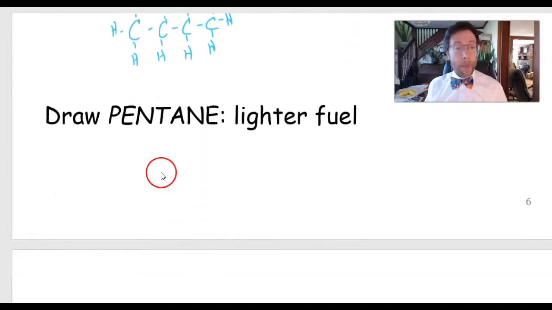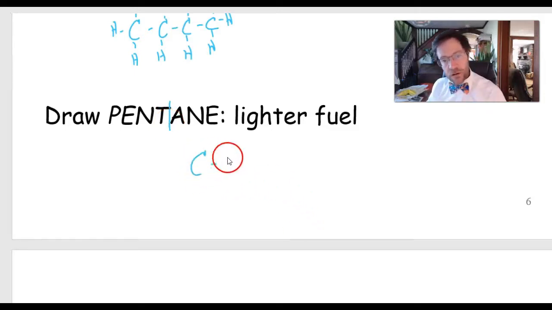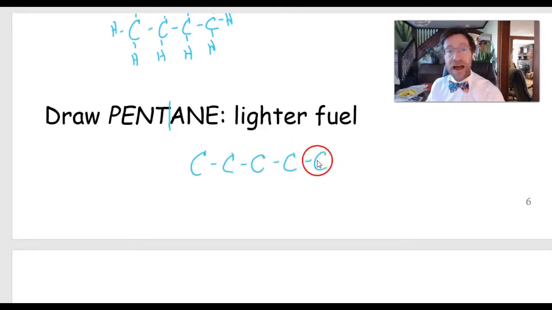Next one, pentane. Pent: meth, eth, prop, but, pent. Or you go up on the table and you look at it and there's 5. So 1, 2, 3, 4, 5. All right, ending in ane. That means it's all hydrogens.